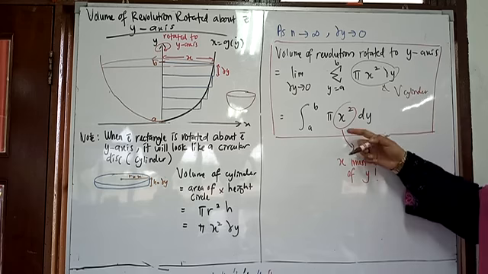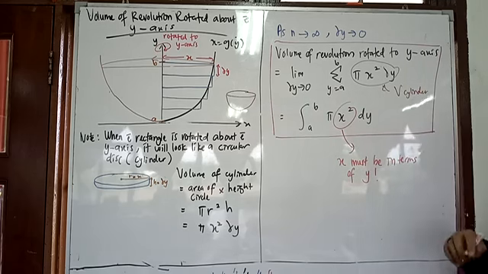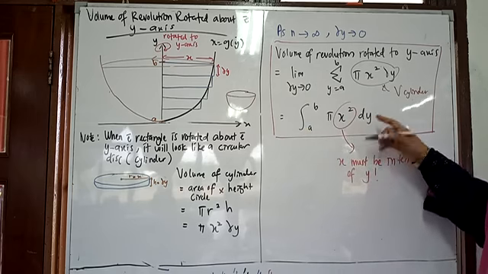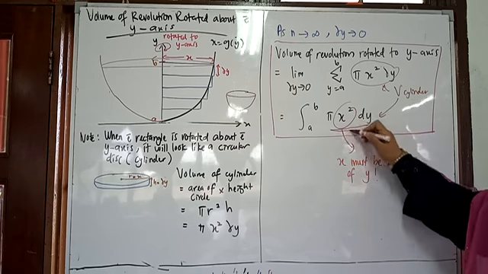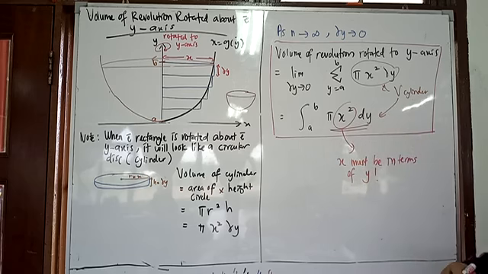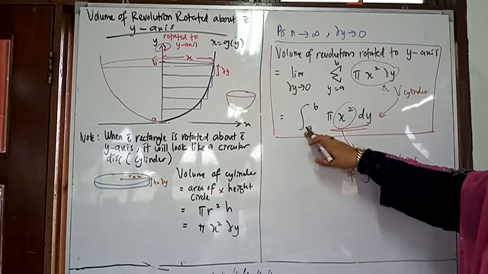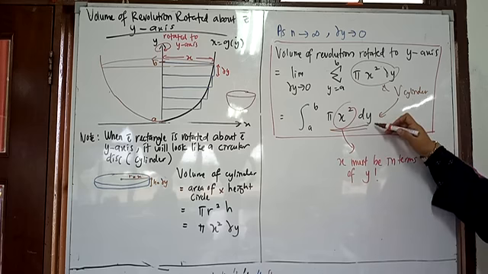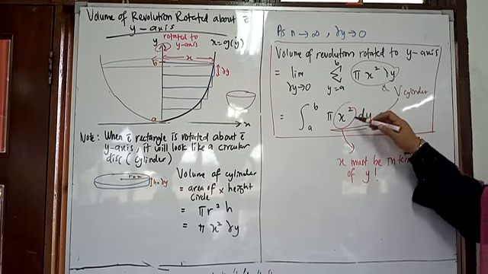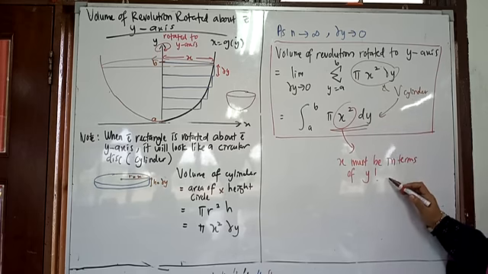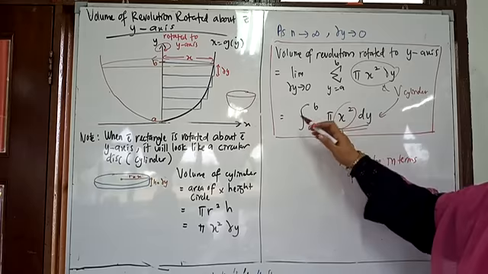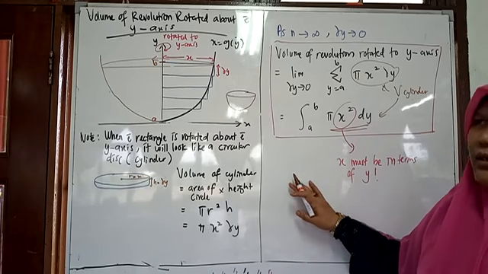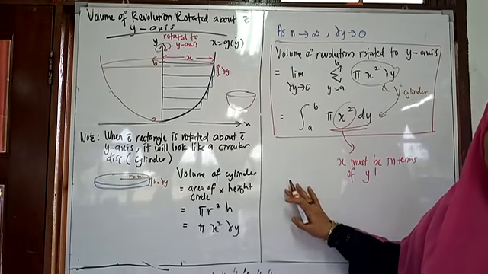So we conclude that volume of revolution rotated to y-axis is actually the integration of pi x squared dy. Again, this integrand will represent the volume of cylinder. Integrate from limit A until limit B. Since we integrate with respect to y, our x must be in terms of y. So the limit must be from the y-axis. So this is only the concept. Next video we will take a look at a few examples.